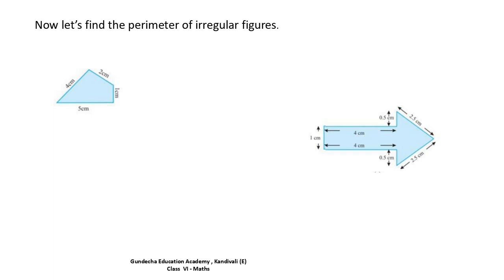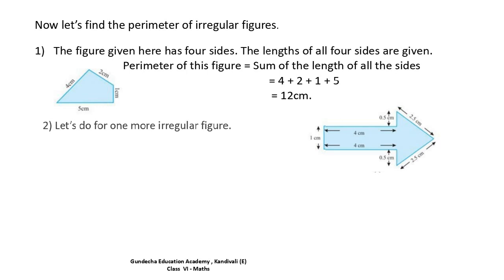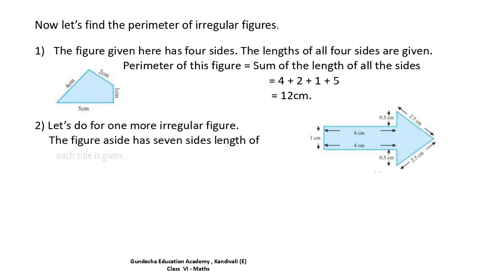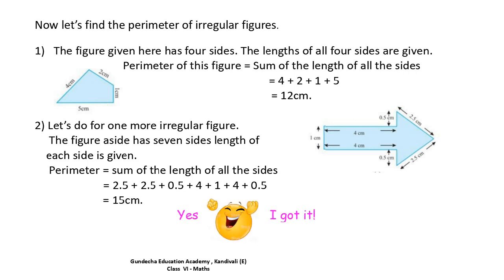Now, in this slide, you can see two irregular figures. To find the perimeter of these figures, again we are going to use the basic of perimeter, that is, we will add the length of all the sides to get the perimeter. Let's see the first one. This first irregular figure has 4 sides. The length of all the 4 sides is given. To find the perimeter, we will add all the 4 sides together, and the perimeter will be equal to 4 plus 2 plus 1 plus 5, that is 12 centimeter.